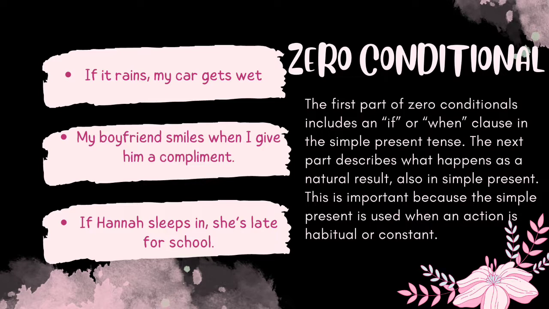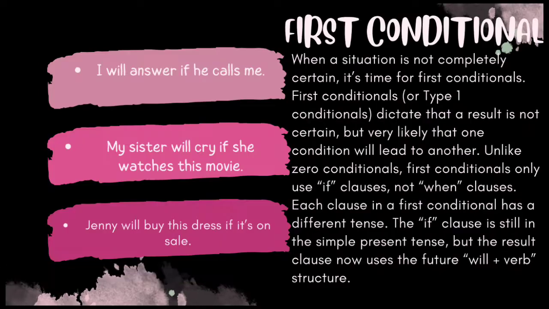For example, if it rains, my car gets wet. The second is, my boyfriend smiles when I give him a compliment. And the last example is, if Hannah sleeps in, she is late for school. So that's the example for zero conditionals. So the next is first conditional.